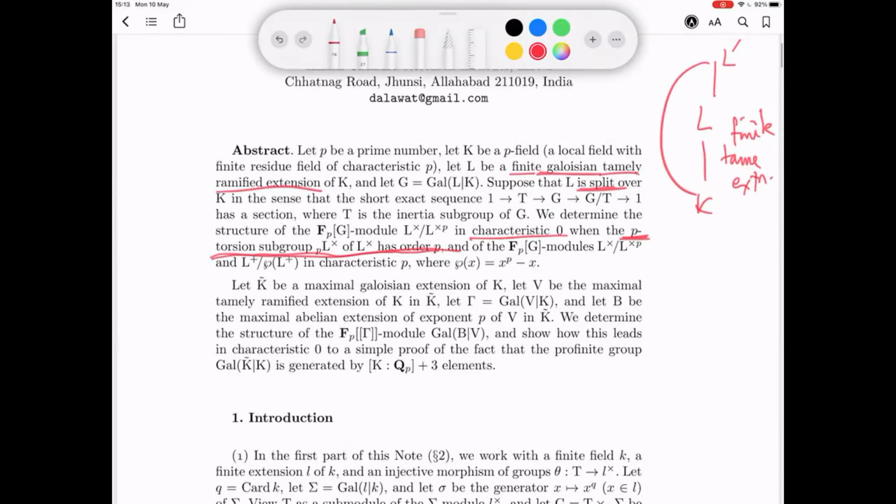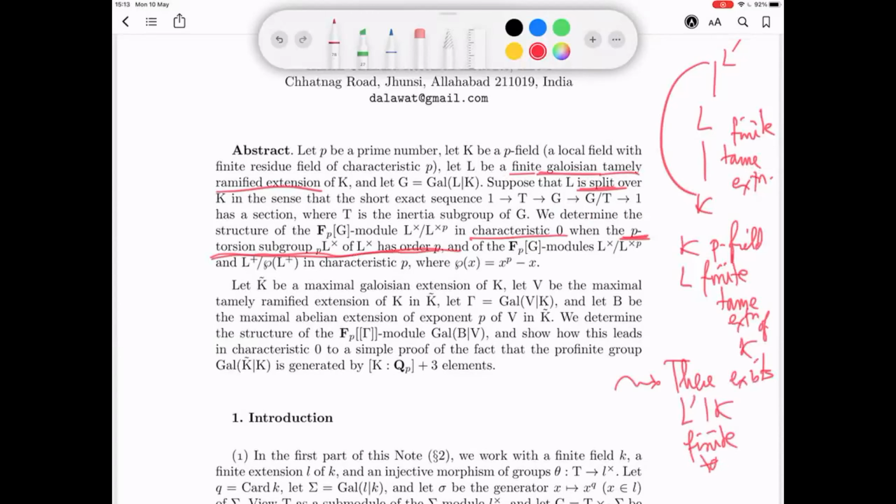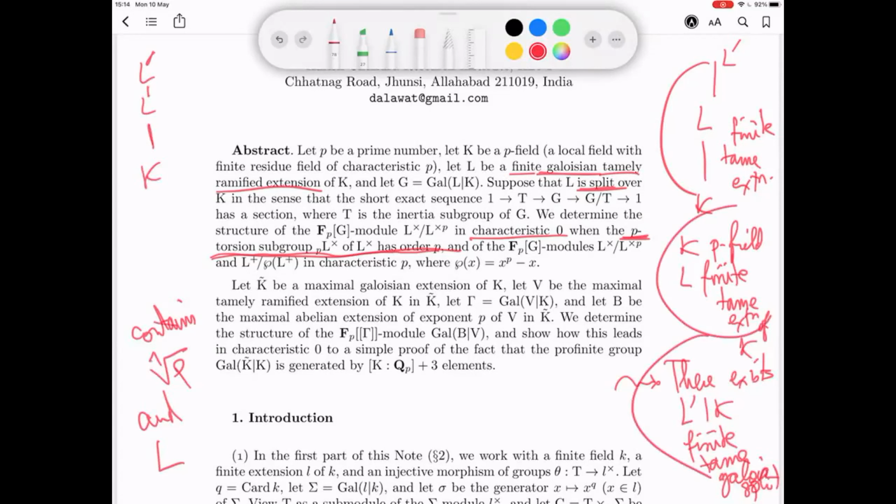So what am I saying? I'm saying if K is a P field, L is a finite tamely ramified extension of K, then there exists L prime over K which is finite, tame, Galois, split, and contains L. This is what is being said, and it's not difficult, in fact it's obvious, that for any L like this, there's an L prime like this having all these properties. That's more or less obvious, right?